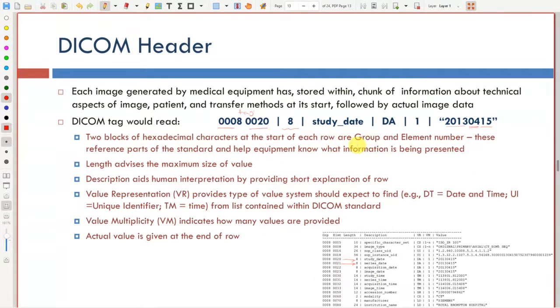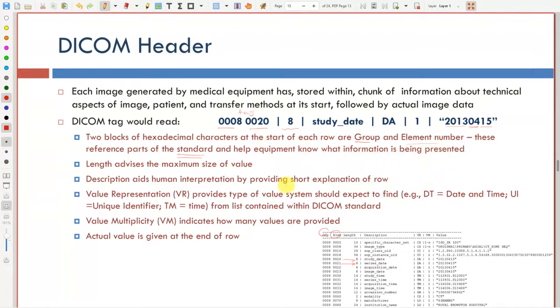And basically you have each row group and element numbers, okay? Group means that this first one is a group, and this second one is the element, because sometimes the operation can be grouped together. So basically you have a certain group for image parameters, for example. You have another one for patient data, for example. So basically each one of them would have a different group, and within each group you have different elements, okay? And these reference parts of the standard, usually these are the standardized, by the way, they are not arbitrary. You can actually find these in the standard itself. And it helps the equipment know what information is being presented, okay?